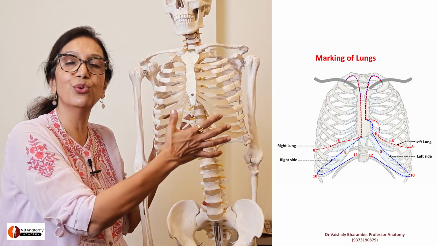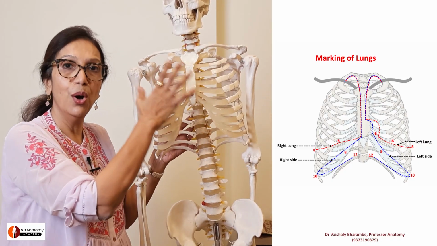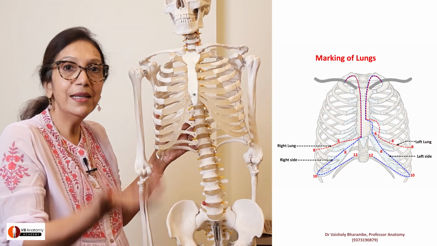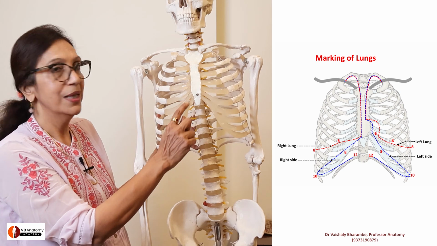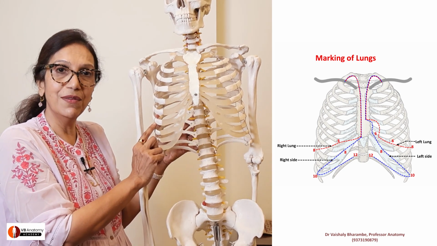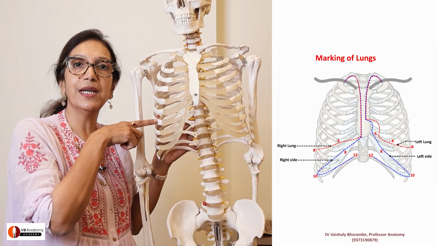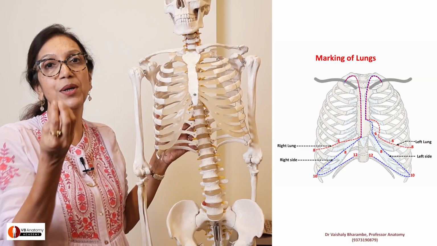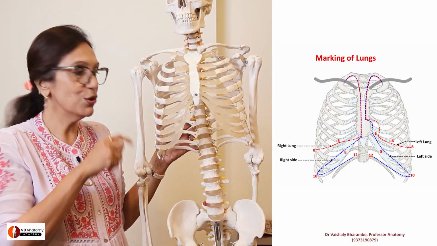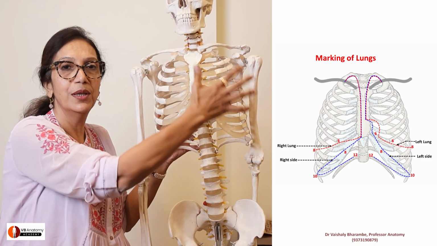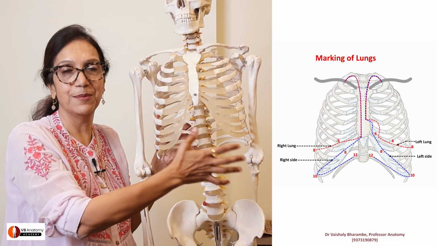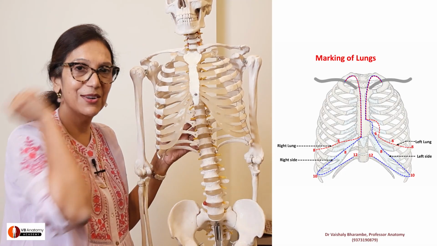Every time you're asked to do a surface marking of lung on the cadaver, why are they doing this? Because you need to know where is the extent of lung and where is the extent of pleura and where should you put your needle to tap the pleural effusion, right? So that is why you need to know the markings on the skeleton, right? Come back to the screen now.